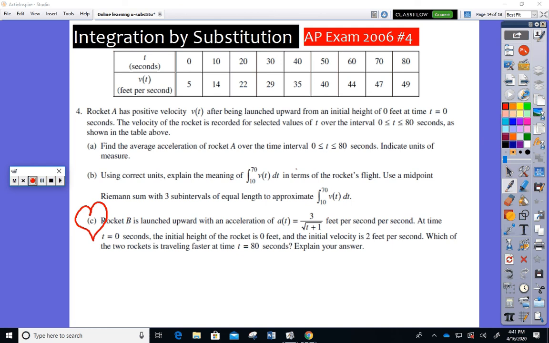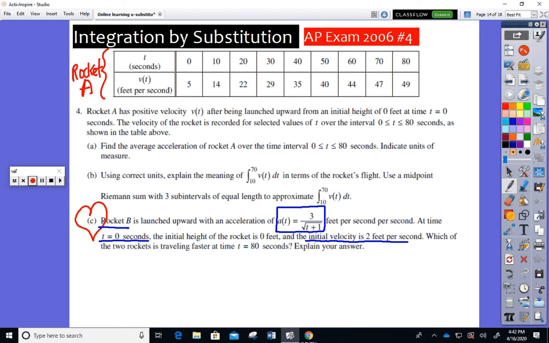So, when I look at this problem, we're going to start with problem number C. I love it because it kind of goes with what we've been doing. So, take a second, pause me if you need to, and read it. Recognize that rocket A information is given in the table, but I am being asked about rocket B in part C. Now on rocket B, I have an acceleration, in feet per second, and it says at t equals 0 seconds, the initial height of the rocket is 0 feet. The initial velocity is 2 feet per second.